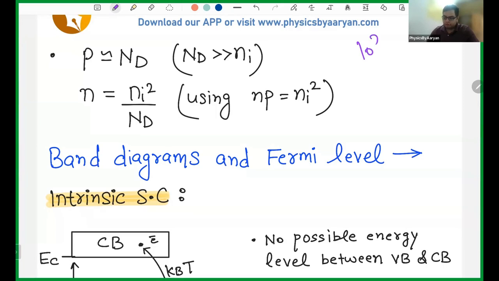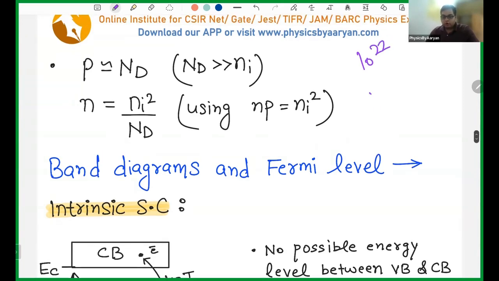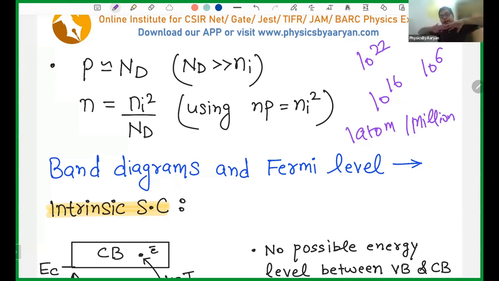So we have 10 raised to power 22 atoms intrinsically. Okay? And we are doping 10 raised to power 16. Then the ratio is coming as 10 raised to power 6. You see, there is one atom per million. This is what you are saying, that we dope very less. Very less means for 1 lakh silicon atoms, we have just one boron. So you have one atom per million.